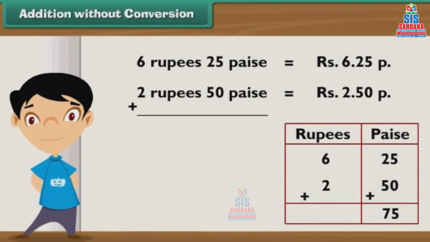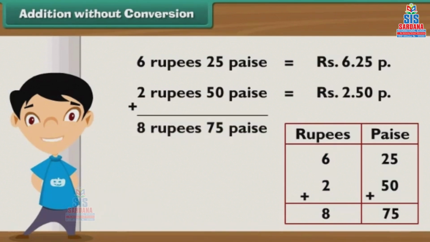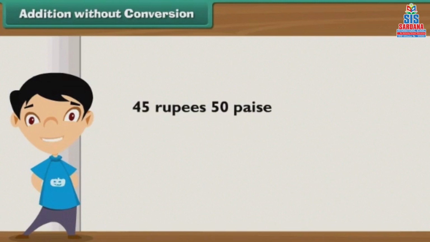Step 2. Add the numbers in the rupees column. 6 plus 2 is equal to 8. Write 8 in the rupees column. The result of the addition is 8 rupees 75 paise. Now take another example. Add 45 rupees 50 paise and 20 rupees 50 paise.